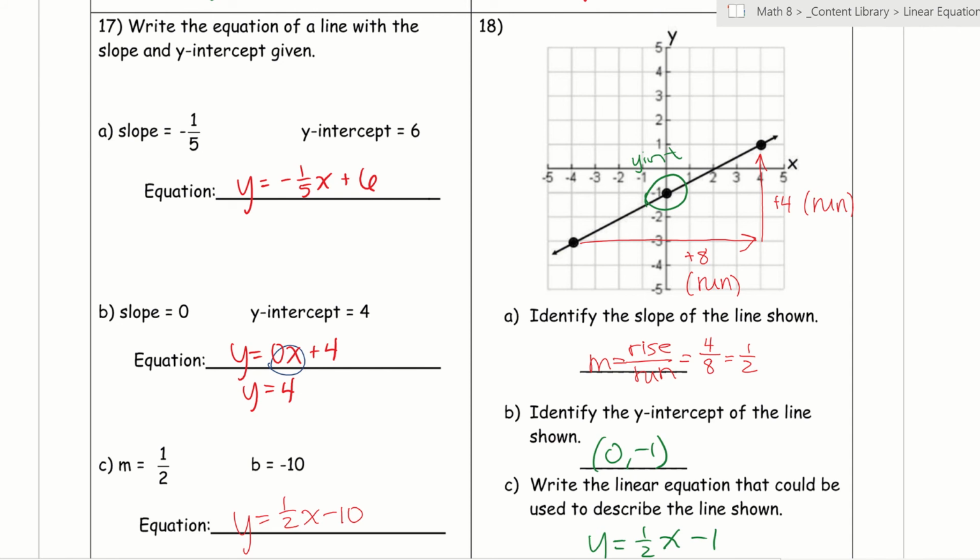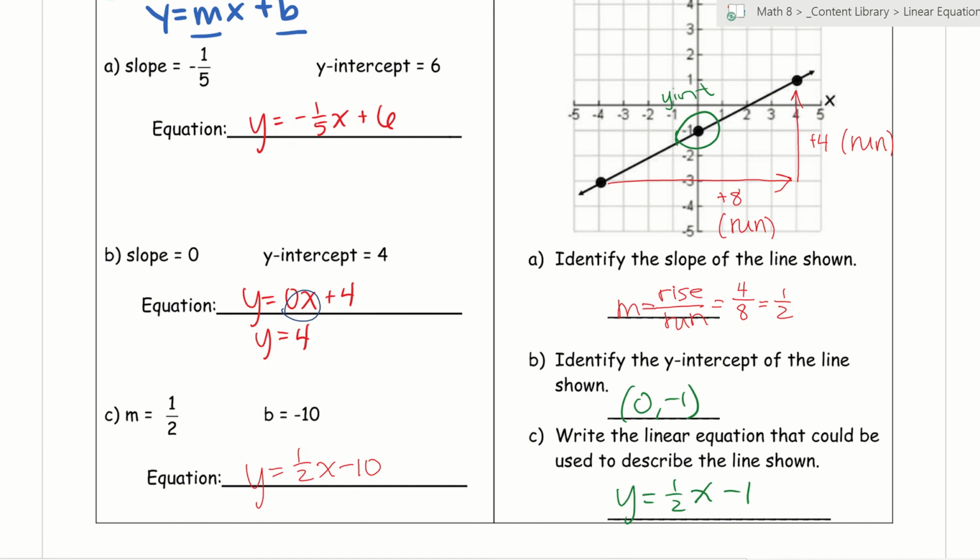write the equation of the line with slope and y-intercept given. Where's my pen? Here we go. The slope is negative 1/5. If they're giving you the slope and the y-intercept, be nice to yourself. Use y equals mx plus b, the slope-intercept form. That's what it would be here. In part B, when you have 0 as your slope, it gets rid of that x, so it just becomes 4, just the value of your y-intercept.